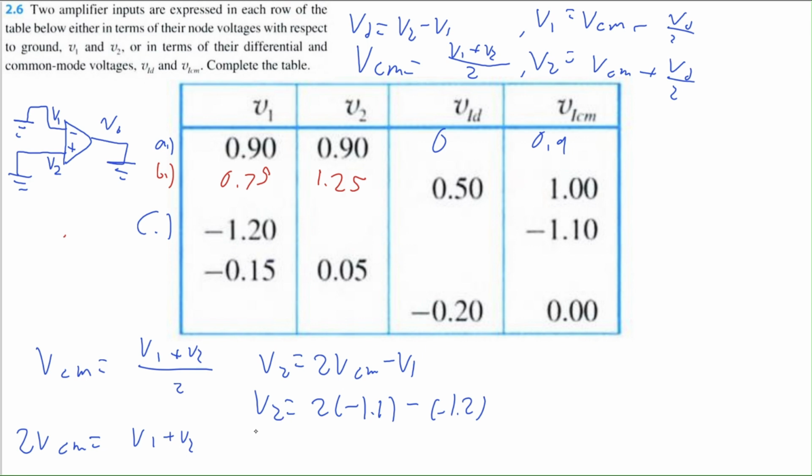And so I get V2 is equal to negative 1. And then we can solve for VD, right? VD is just equal to V2, negative 1, minus V1, negative 1.2. And that is going to be equal to 0.2.